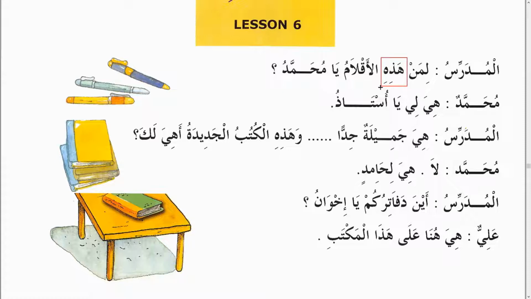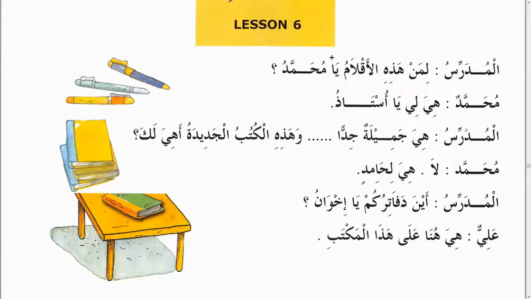Now this hazihi means this, right? But when it is joined to a ghair aqil plural, we will translate this as these. Because in English, we don't have such a concept like it is treated as this. But in Arabic, we won't say haulai, never. We will say hadihi. Liman hadihil aqlamu. Whose are these pens? Hadihi, singular feminine. Kullu jama muannas.